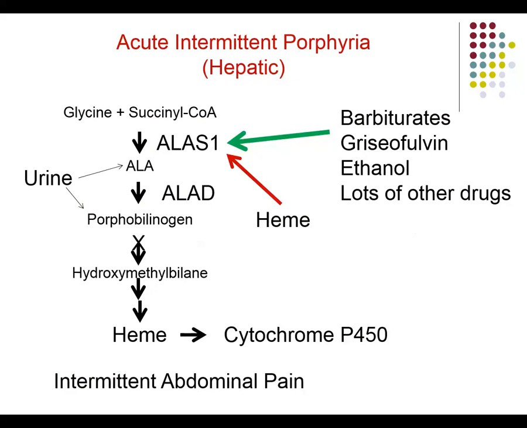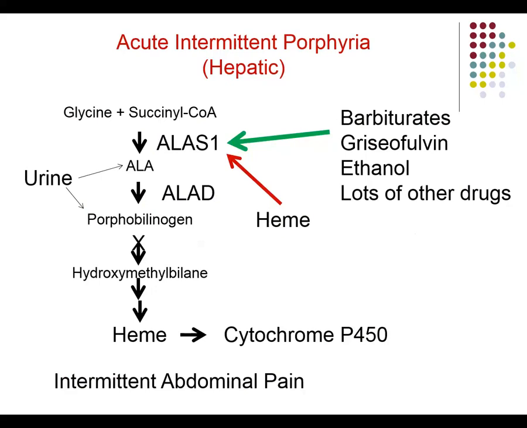The intermittent nature of this disease is caused by a variable expression of ALAS1. And it's already well known that compounds such as barbiturates and ethanol will increase the expression of ALAS1, leading to an increase in the synthesis of heme, which in turn leads to an increase in cytochrome P450. And this occurs in patients without the disease.